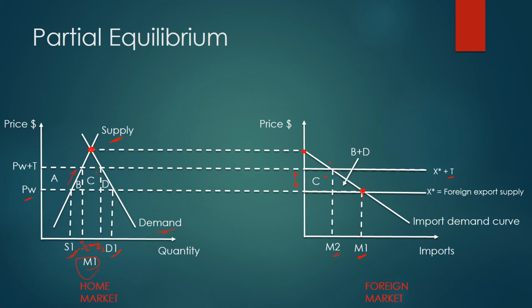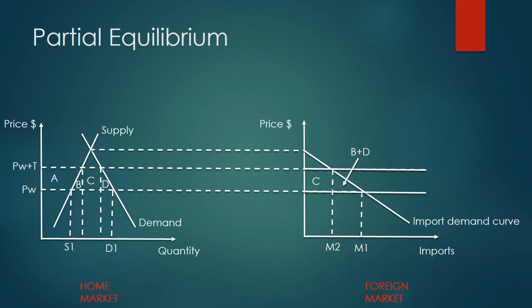Why is B plus D the same? Because that's a welfare loss, and we will be looking at why B plus D is a welfare loss at the end of the video, but that will make more sense at the end. So we've got the diagrams all labelled up now. Let's look at the welfare effects.